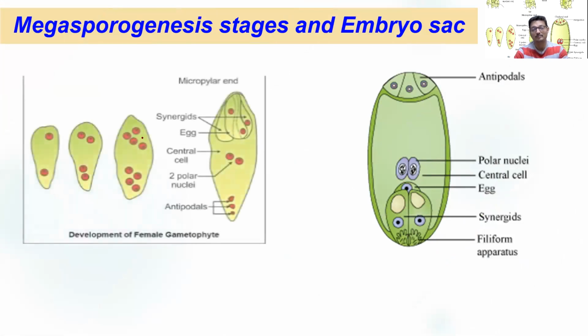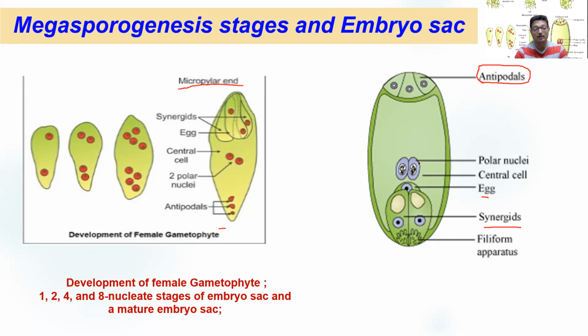See here. There are 2 ends. For the sake of understanding, it has been labeled here, micropylar end and chalazal end. At the chalazal end, you will find antipodals. There are 3 antipodals. Their fate is unknown. At the micropylar end, you will find there are 2 synergid cells and the 1 egg cell. And in the center, there are 2 polar nuclei, right? These polar nuclei result in formation of the primary endosperm nucleus. We'll see after the fertilization event.